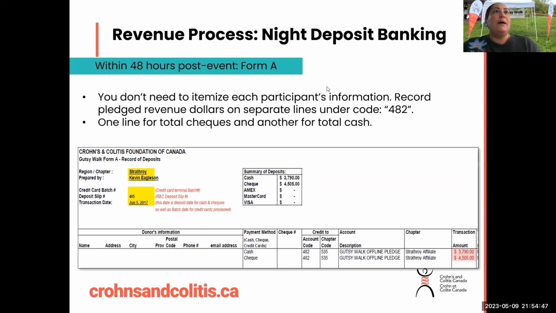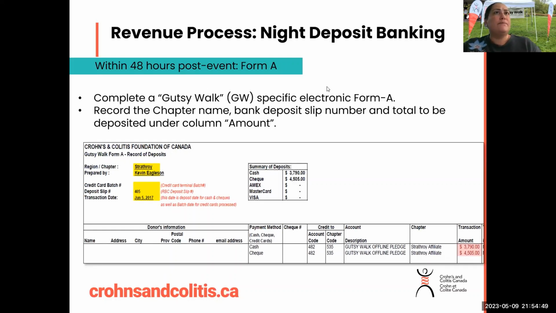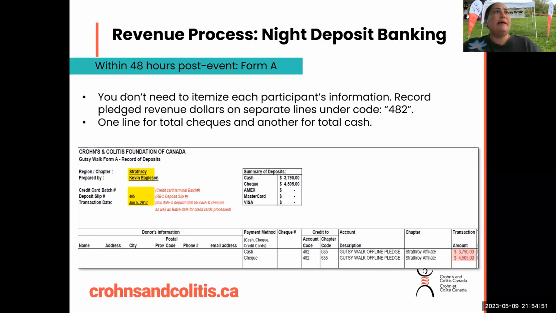As I mentioned, you don't need to itemize this with each participant's information. And for offline pledges, you always use the account code 482. But if you also raise money through a barbecue or anything else, for that you are going to use a different code, which will also be included in the Form A instructions.